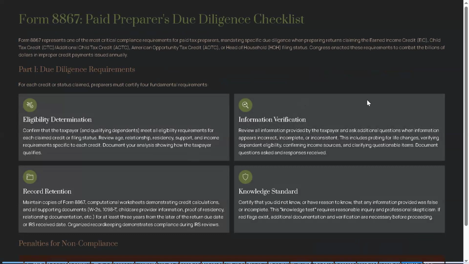Form 8867, I told you we were going to go through this again a little bit more in detail. And again, this is still just making sure that we are doing our job. Eligibility determination, income verification, record retention, and knowledge standard.